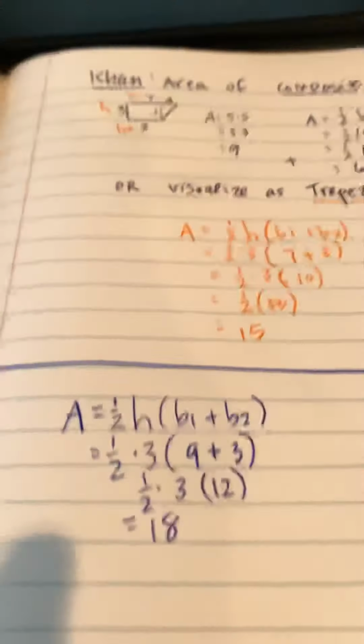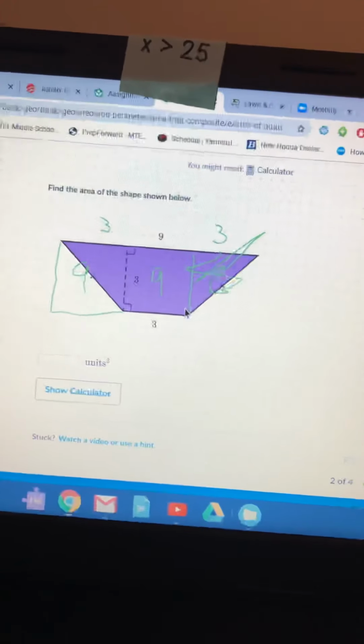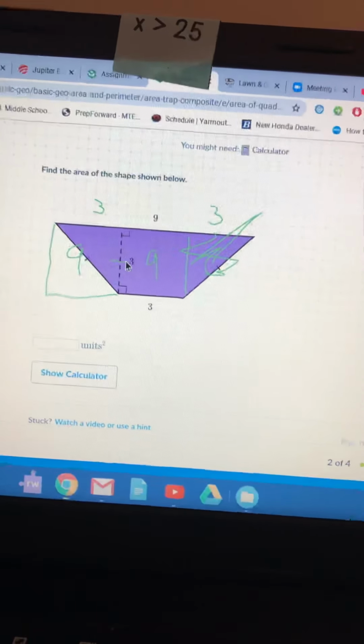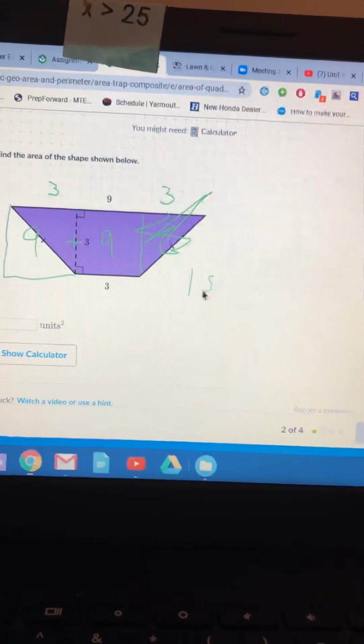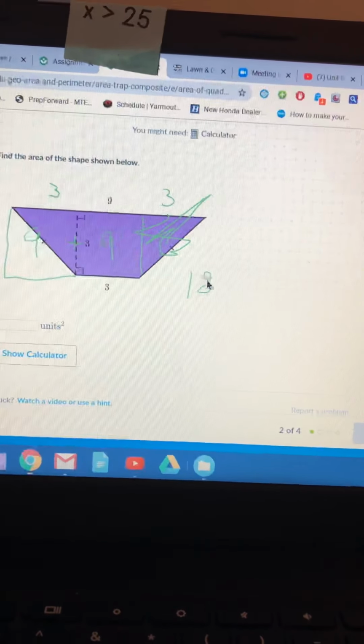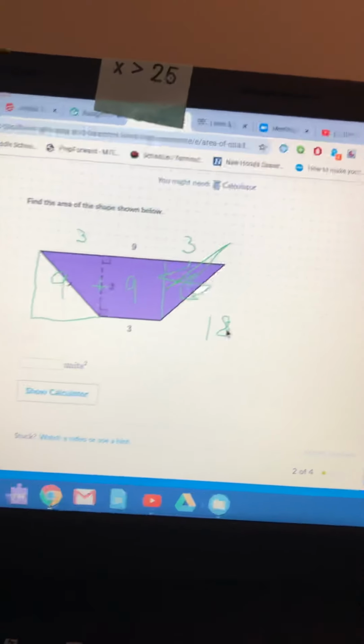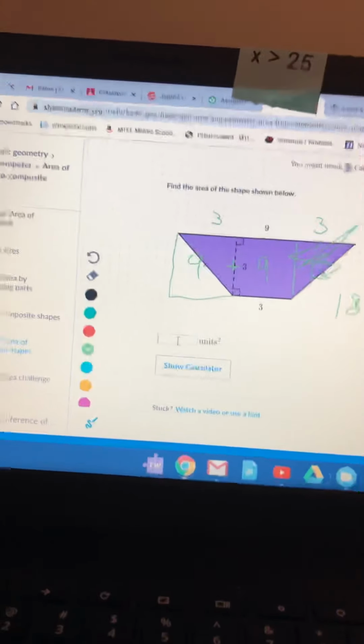So I got 18 when I broke it apart as a composite figure and stuck them together. You can see here 9 plus 9 would equal 18. Let's test my drawing skills out while holding a marker. Yikes, a little messy. All right, so 18 units squared for this composite shape.